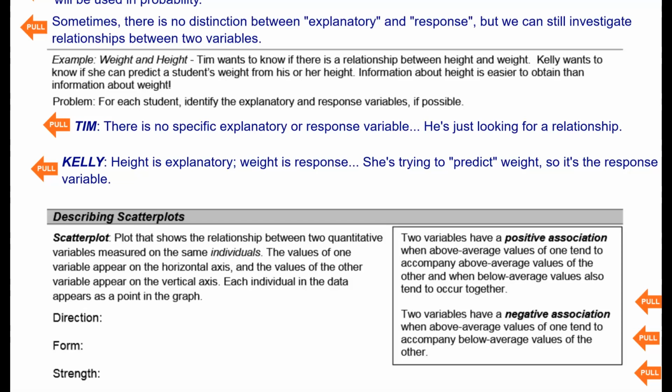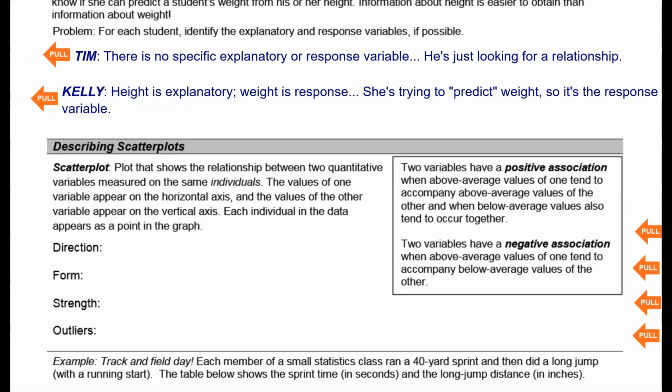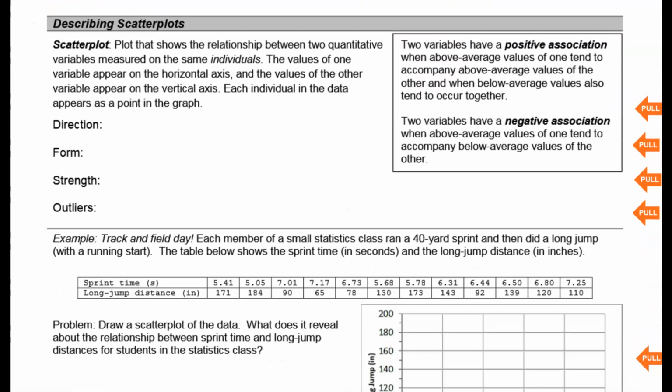Okay, so that's a quick example of how we're going to see those new vocabulary terms of explanatory variable and response variable. Now let's talk about describing scatterplots. You've seen scatterplots in previous courses, so I'm not going to read that definition to you. But what is different is how we'll describe them. The first thing is this definition of association. We've talked about association in a previous chapter.